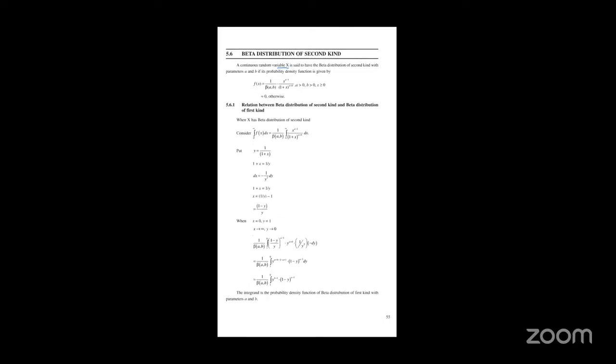So what is the statement of the beta distribution of the second kind? It is a continuous random variable. Any random variable that should be continuous. We are taking X as a continuous random variable, which is said to be beta distribution of the second kind with parameters a and b if the probability density function, the PDF, of any continuous random variable with parameters a and b follows this distribution. If it has this probability density function, then we can say it is said to be beta distribution of the second kind.